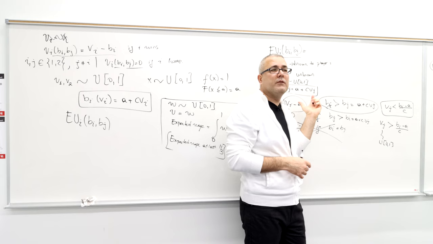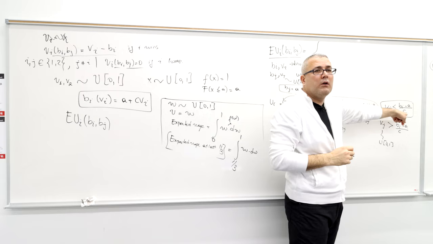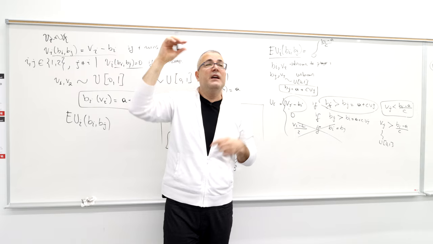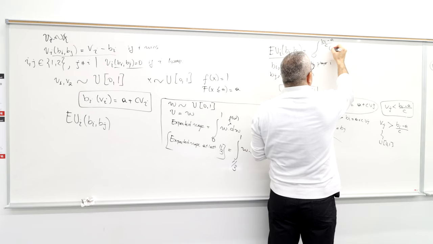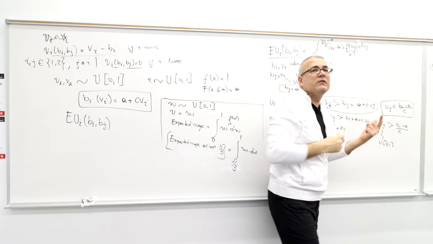So therefore, my expected payoff should be an integral, an infinite sum, starting from 0. Vj should be small, smaller than this threshold, (Bi minus A) divided by C. Well, what is my payoff, my wage, think of it that way? Well, Vi minus Bi. Vi minus Bi times f of Vj dVj. Well, f of Vj is equal to 1, right? You can ignore that. dVj. That's it.